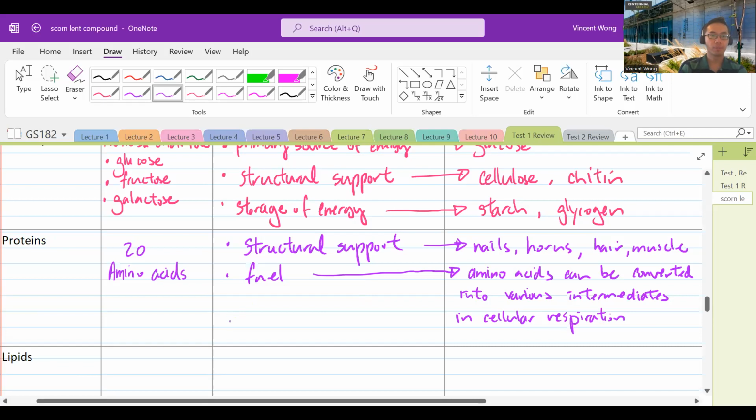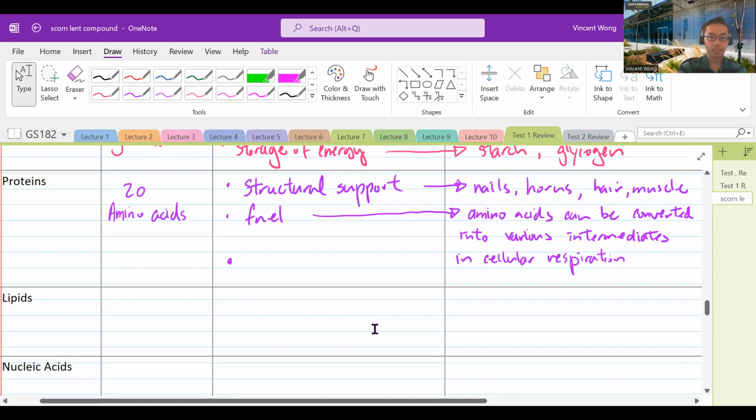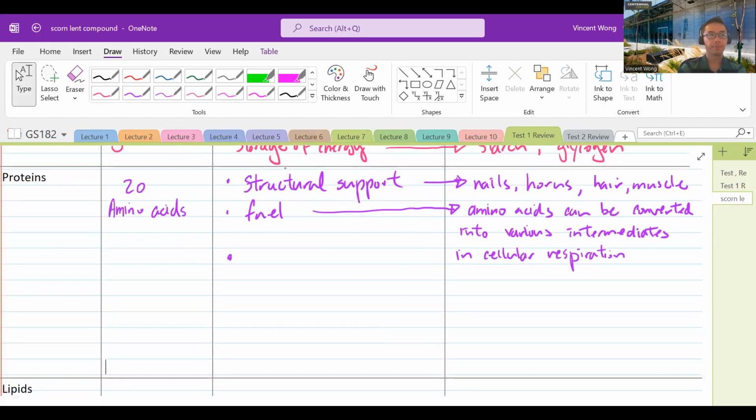What's another function of protein? Proteins. Help me out here, please. It's my last class with you, so participate a little bit. Another function, please.